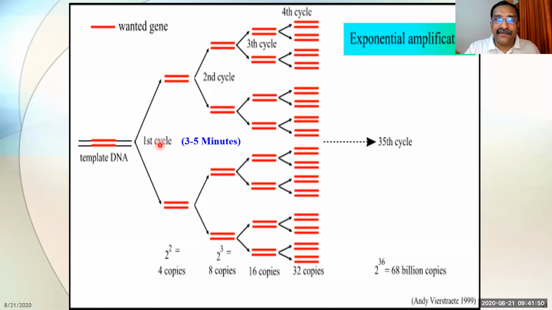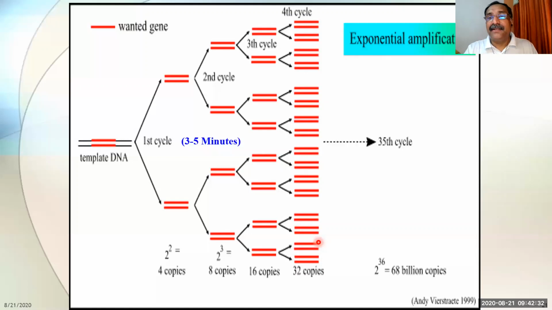Then comes the second cycle, 2 raised to 2, 4 copies. Then the third cycle, 2 raised to 3, 8 copies. Then comes the fourth one, fifth one. Now you see the cycles over here: first cycle, second cycle, third cycle, fourth cycle. When you come to the fourth cycle, how many copies of DNA do you have? From one DNA you started, count how much time. For one cycle, 3 to 5, say 5 minutes. Second cycle, 10 minutes, how many copies? Then 15 minutes, how many copies? 20 minutes, how many are you getting? Like that, the number is increasing.